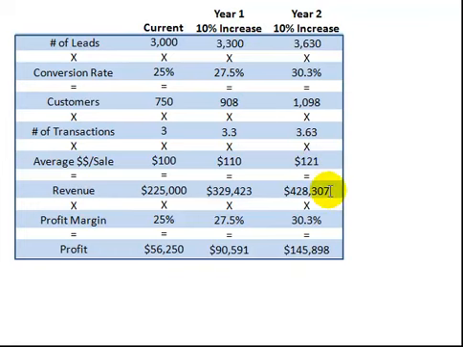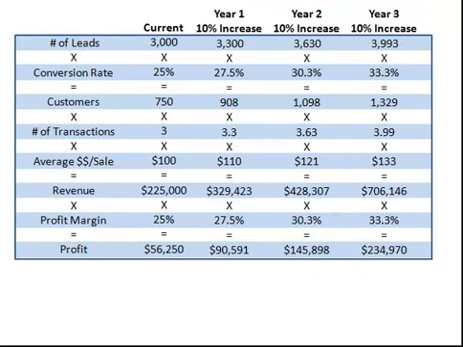Our revenue goes to $428,307 with a profit margin of 30.3%. Our profit now goes from $56,250 when we started up to $145,898. That's almost a $100,000 increase by making just 10% differences every year.